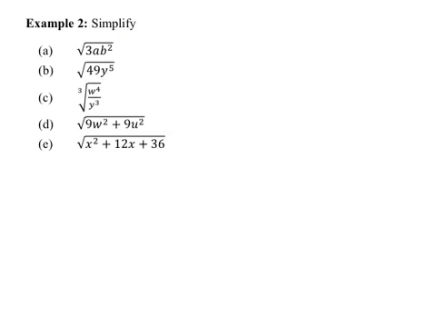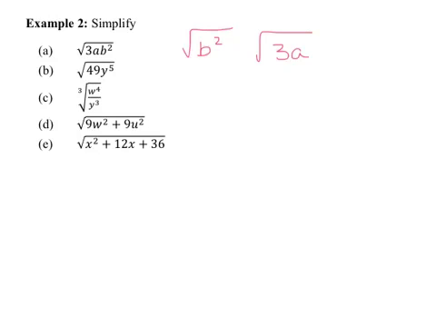All right, example 2 is the same thing we just did, but now we're looking at variables. So we're looking for the square root in the first one of 3ab squared. So again, we need to separate it, break it into a perfect square and then a non-perfect square. Well, b squared is clearly a perfect square. 3a is not a perfect square.